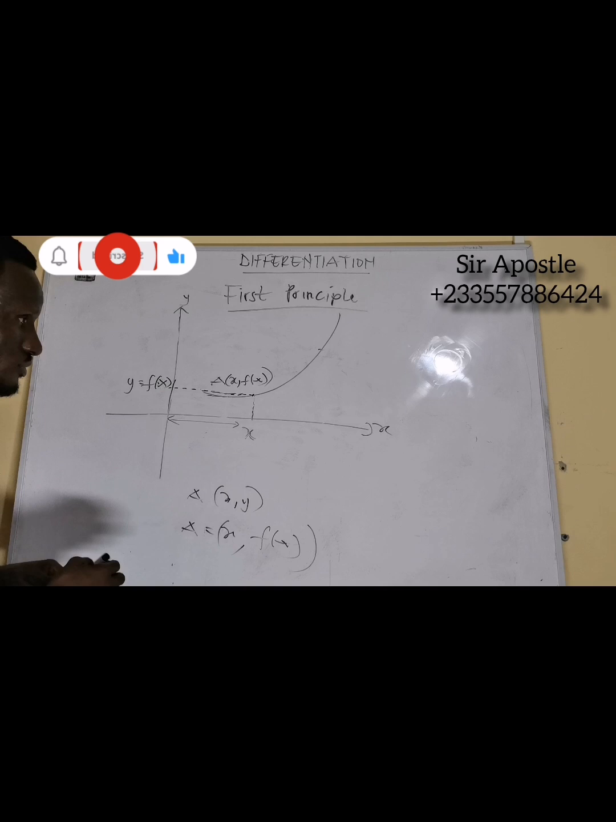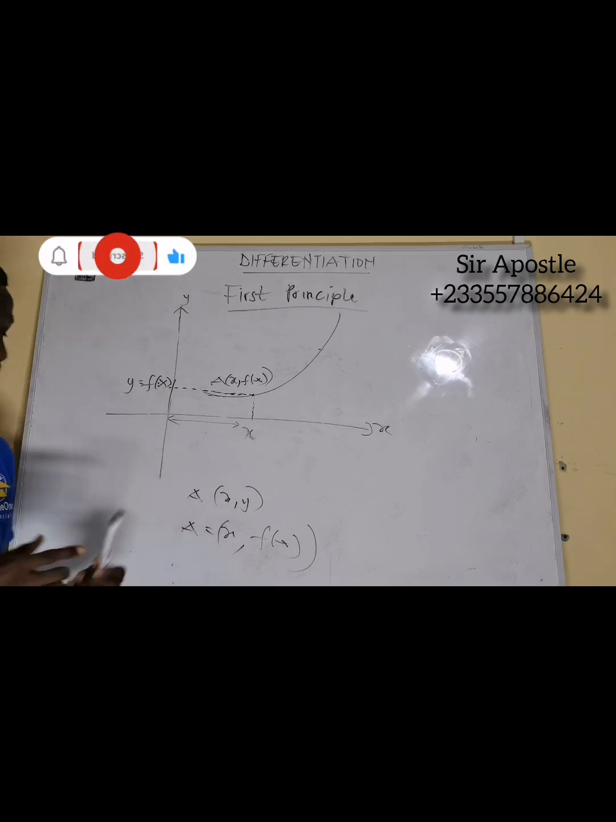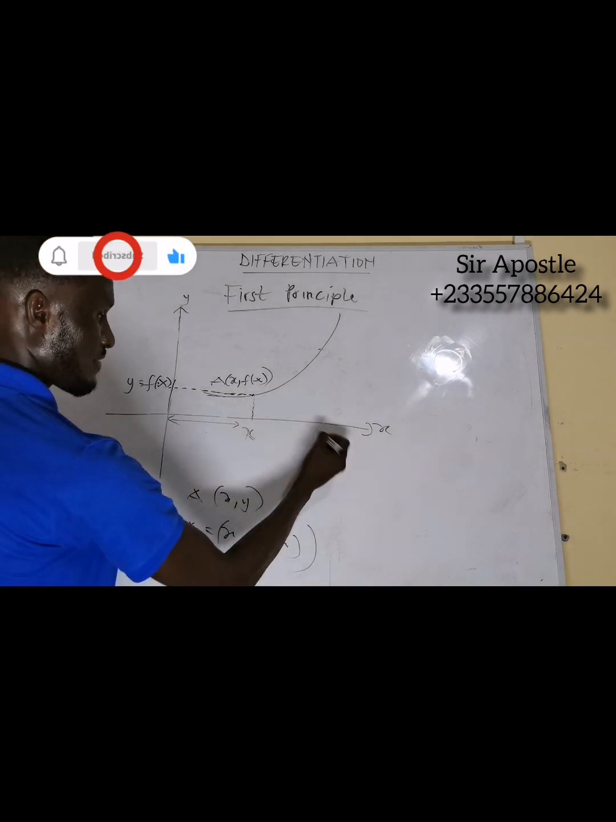Now, let me consider another point on the curve, because we are looking for the gradient. Let me consider another point on the curve. So let's say we have a point here.